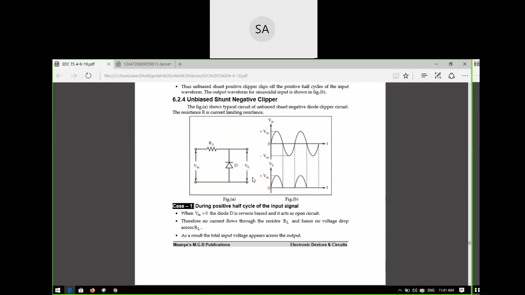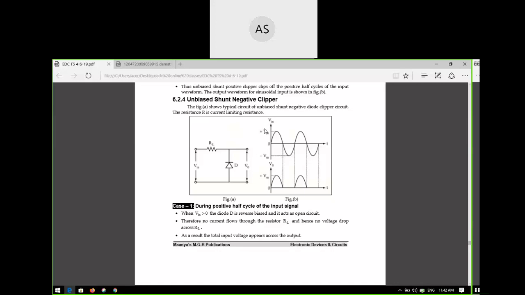So this is the portion. Then again, the unbiased shunt negative clipper. What is the difference here? If you observe these two circuits, what is the difference you can identify? In this circuit, the negative half cycle is clipped off, sir. Negative half cycle is clipped off. And what is the direction of the diode? It is reversed, correct or not? Yes, sir. So this is the difference you can observe in the two circuits.